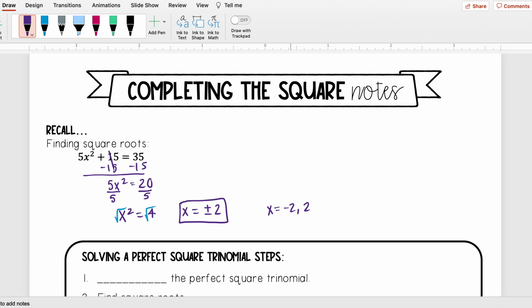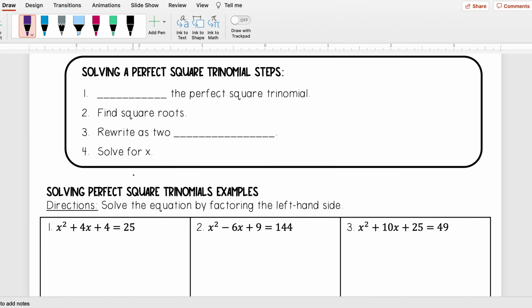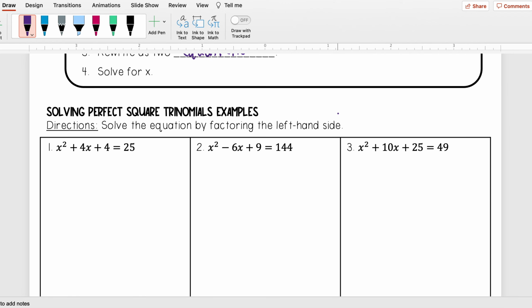So completing the square is going to be similar to this, but we're going to be looking at perfect square trinomials. First, let's go through just solving a perfect square trinomial. Our first step is to factor the perfect square trinomial, find the square roots, rewrite as two equations, and then solve for x. And remember, perfect square trinomials are ones that look like this. I have x plus a squared, or it might be x minus a. So let's look at some examples.